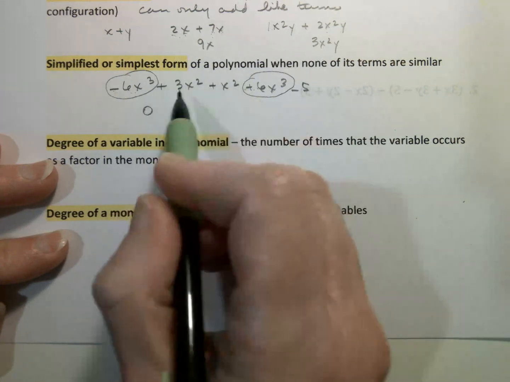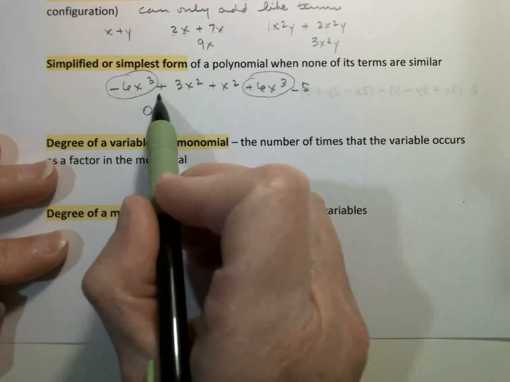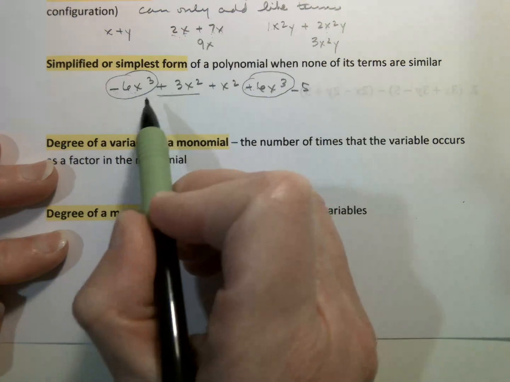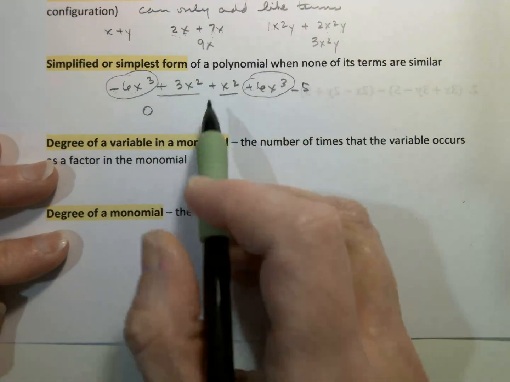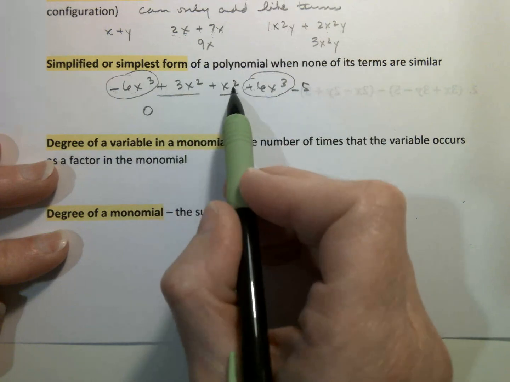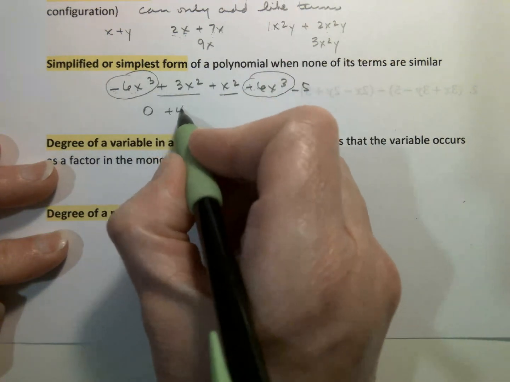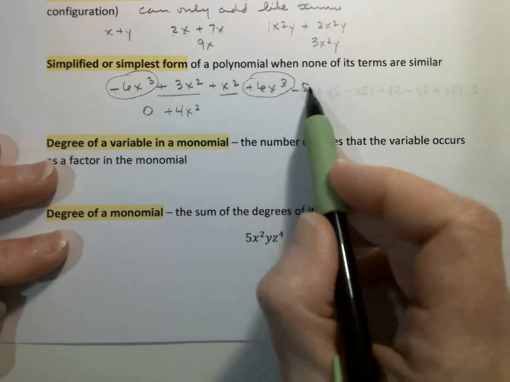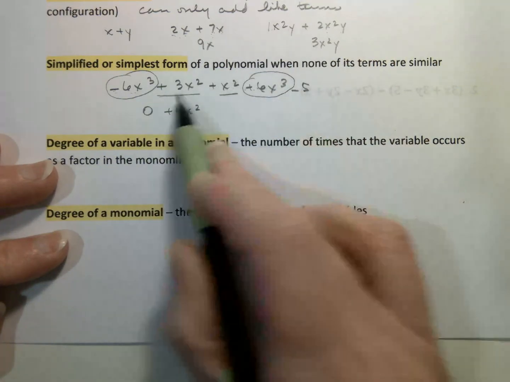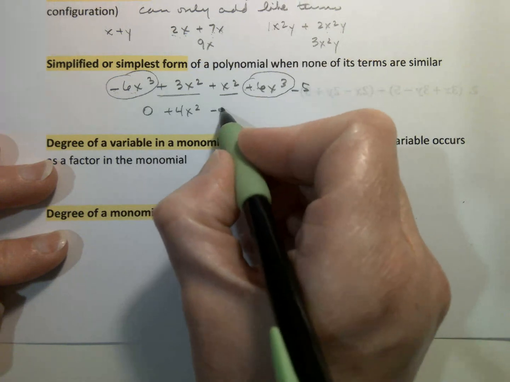Then I'm going to find the next one. So here I've got x squared, and I'm going to just underline it. So there's an x squared. Here's another one that's also an x squared. So I have 3x squared plus 1x squared gives me 4x squared. Okay, so I've taken care of this, this, this, and this, and I'm left with -5. There are no other constants, so it's just -5.